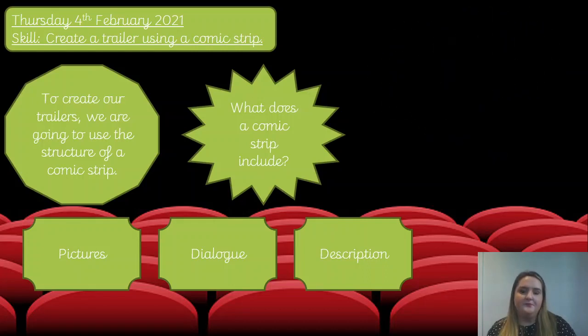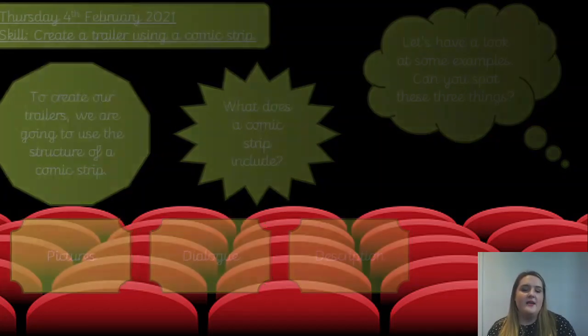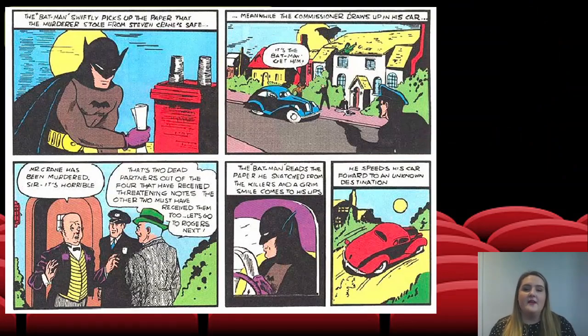So, what I'd like you to do now then is I'm going to show you some examples of comic strips now in the next couple of slides, and I would like you to see if you can spot these three things. So pictures, dialogue and description. Are we ready? So here is the first example. So we've got a lovely Batman comic and I would like you to pause the video and see if you can find the pictures, the dialogue and the description. Off you go please.